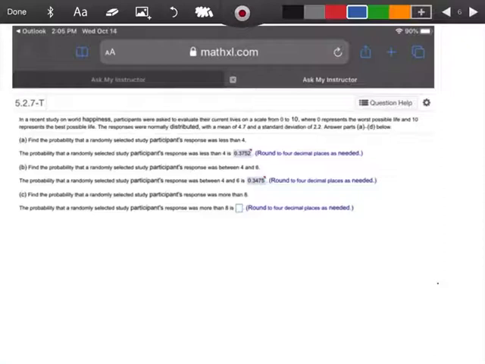Problem here, it says, in a recent study on world happiness, participants were asked to evaluate their current lives on a scale from 0 to 10, where 0 represents the worst possible life and 10 represents the best possible life. The responses were normally distributed with a mean of 4.7 and a standard deviation of 2.2. Answer the questions part A through D below.